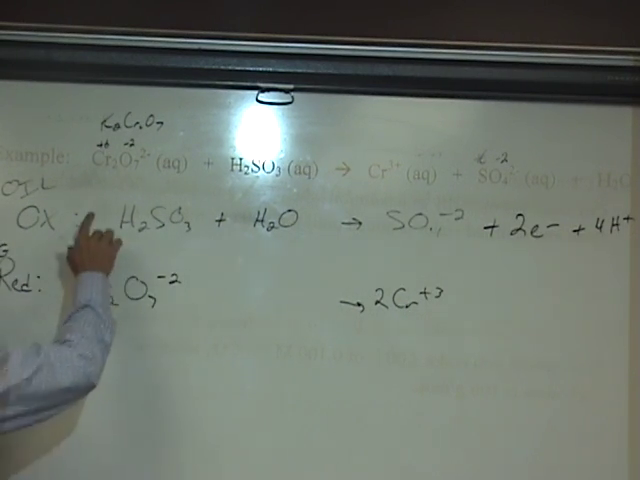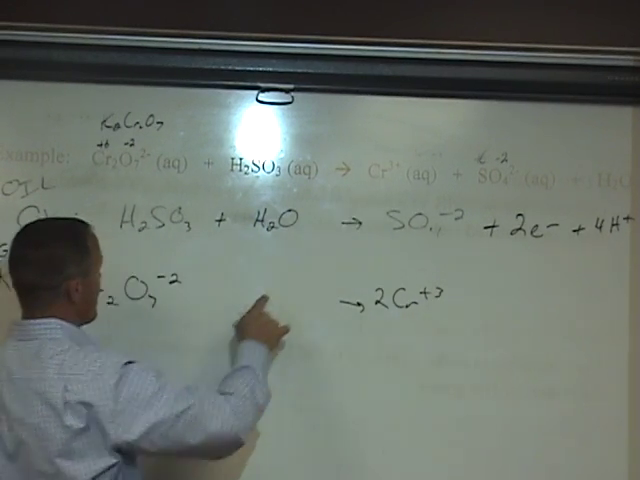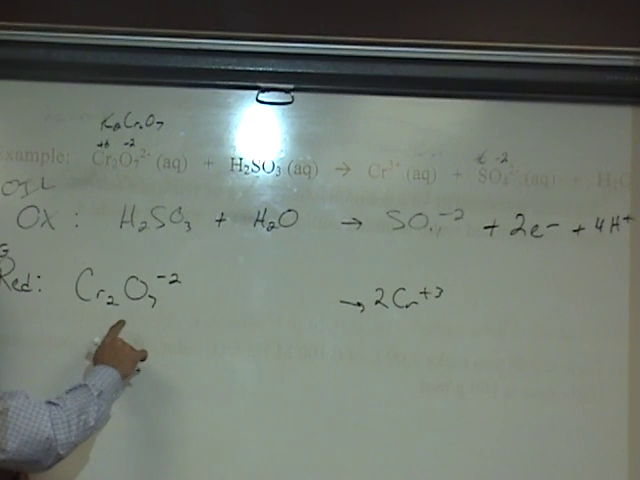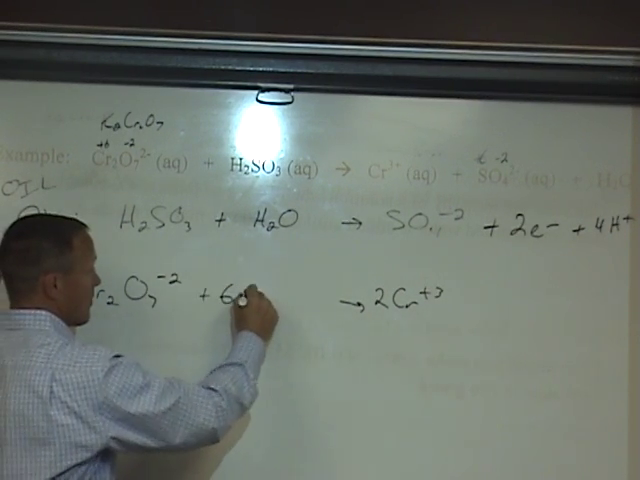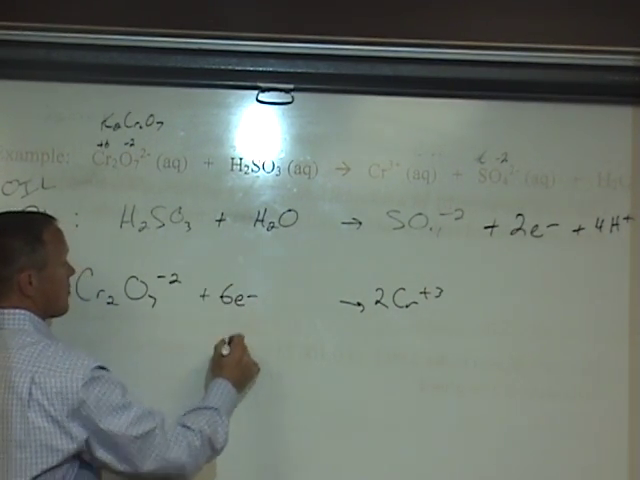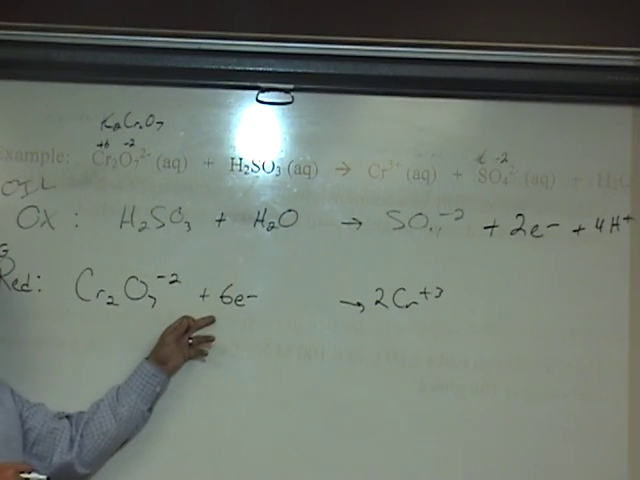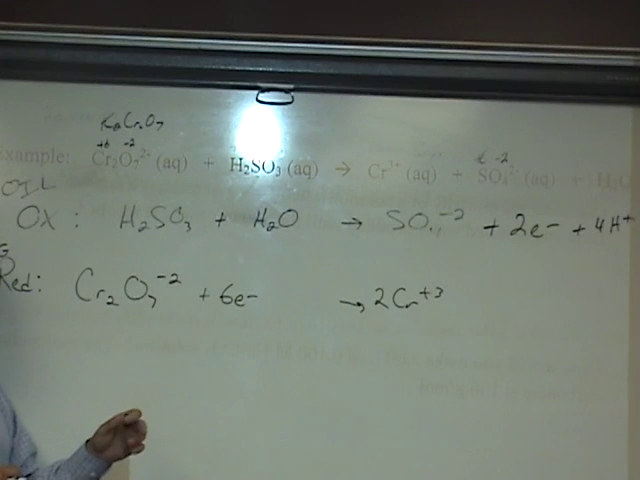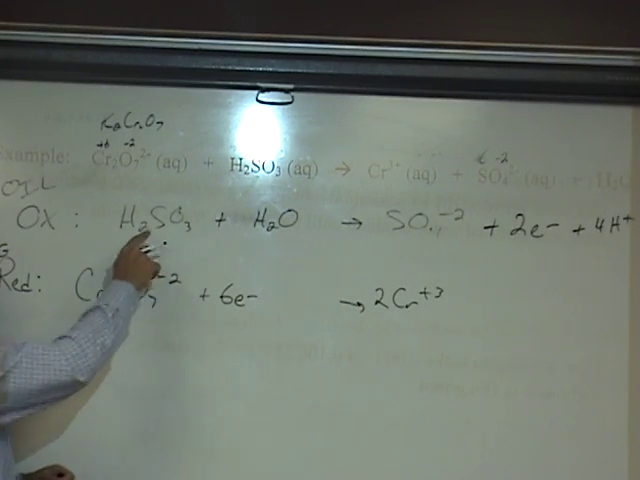So each chromium is going from +6 to +3. That means each chromium is gaining 3 electrons. But there's 2 chromiums doing that, so that would be +6 electrons. Where are those 6 electrons coming from? Sulfur. Okay. From sulfur. And each sulfur is giving 2, so it's going to take 3 sulfur atoms to do that.